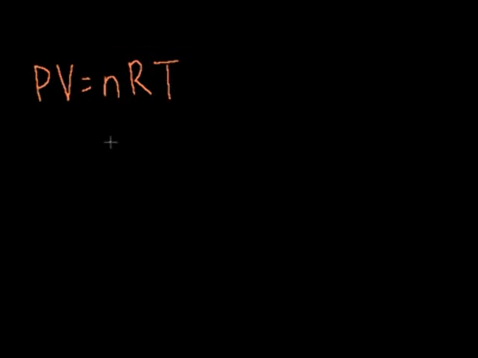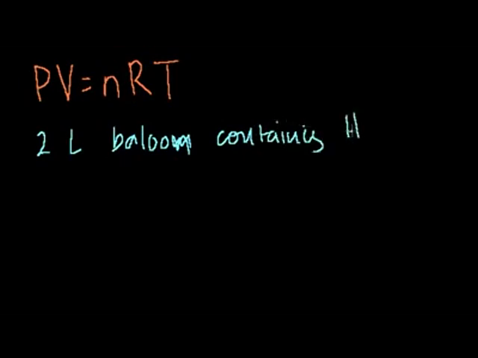But now let's apply it and actually do some problems, because just knowing this isn't good enough. So let's say that I have, let me make up something good. Let's say that I have a 2-liter balloon containing hydrogen gas, and that's hydrogen as a diatomic molecule. So each molecule has 2 hydrogens in it. And let's say I'm measuring it at 30 degrees Celsius.